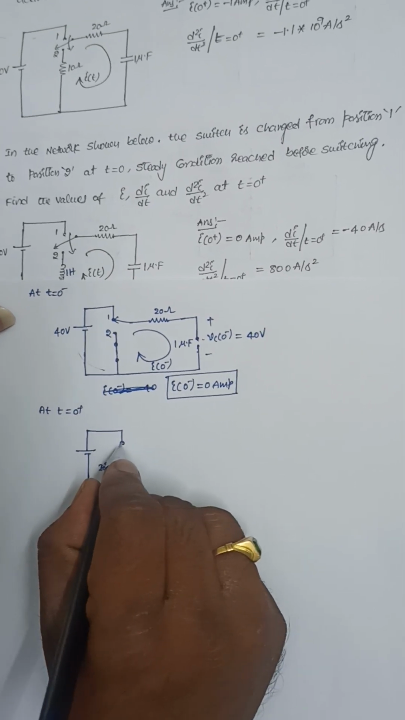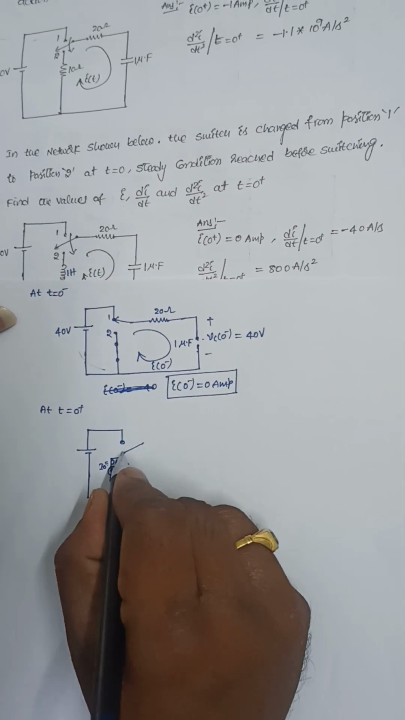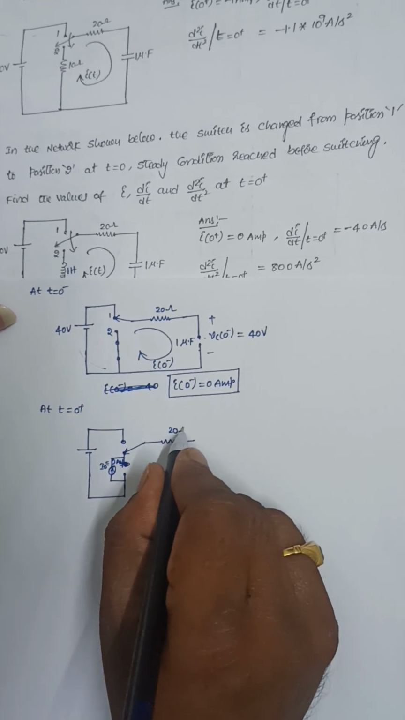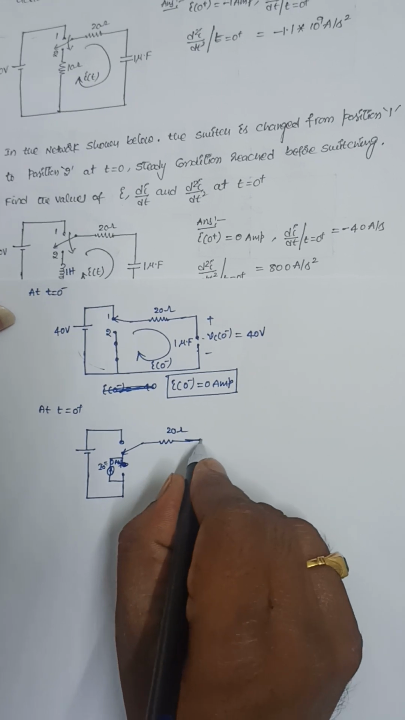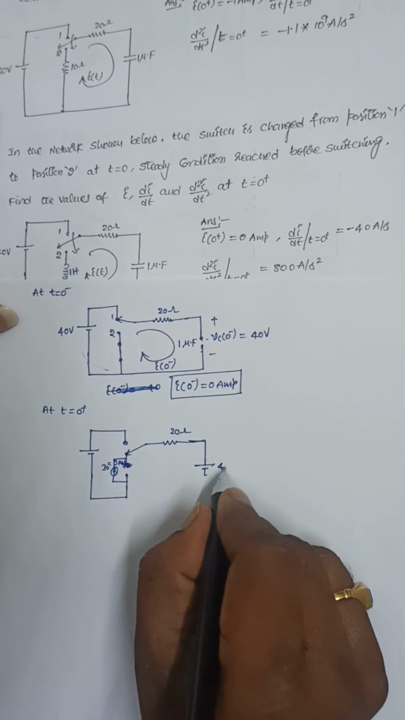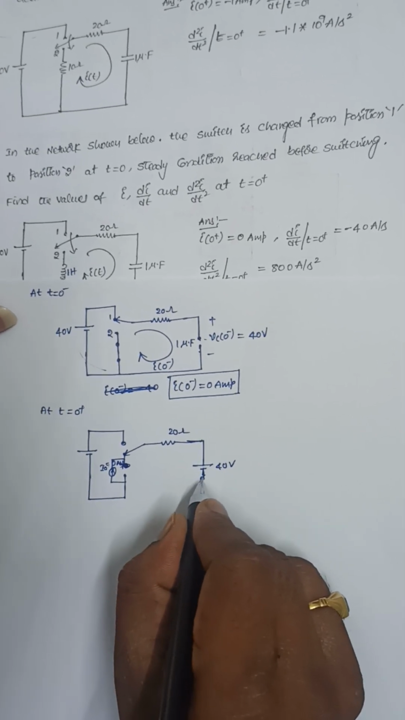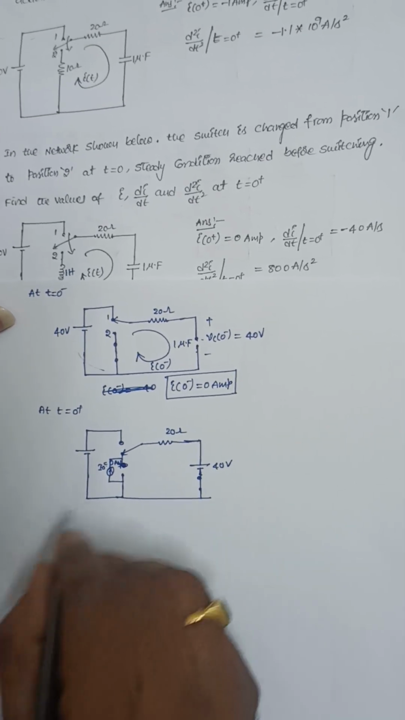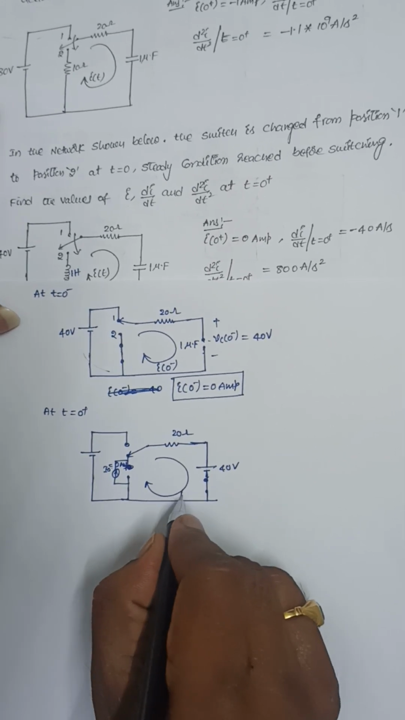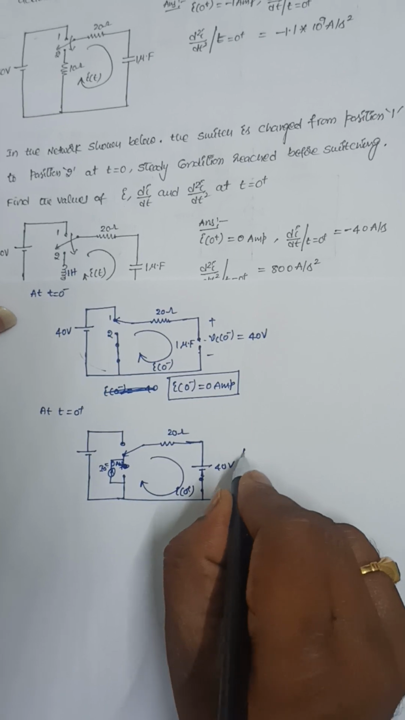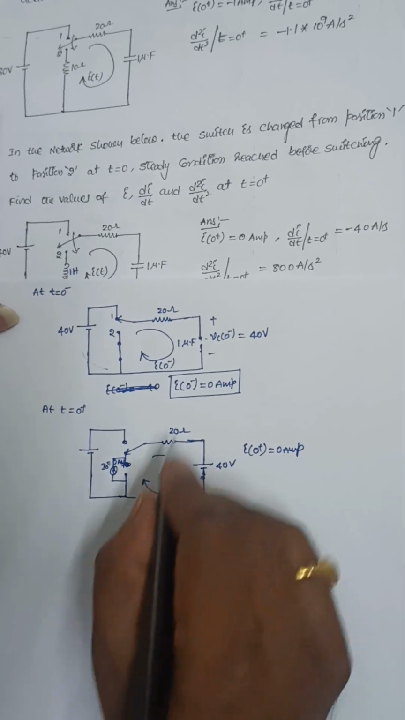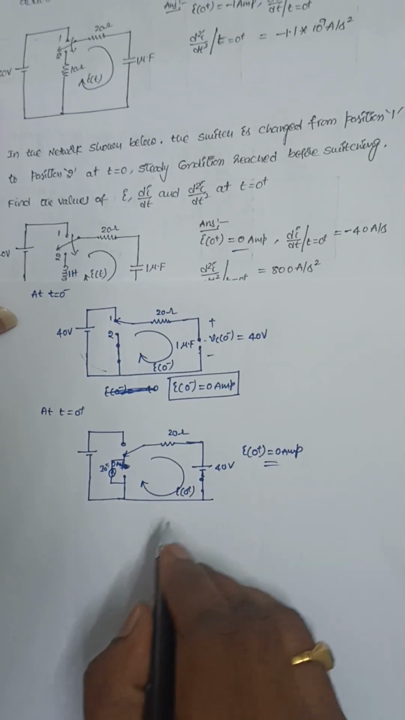Now this is at position 2, 20 ohms, and this is 40 volts. This one will act as short circuit like this. So this current i of 0 is 0. This current i of 0 plus is also 0 amperes. So this is 0 amperes only.